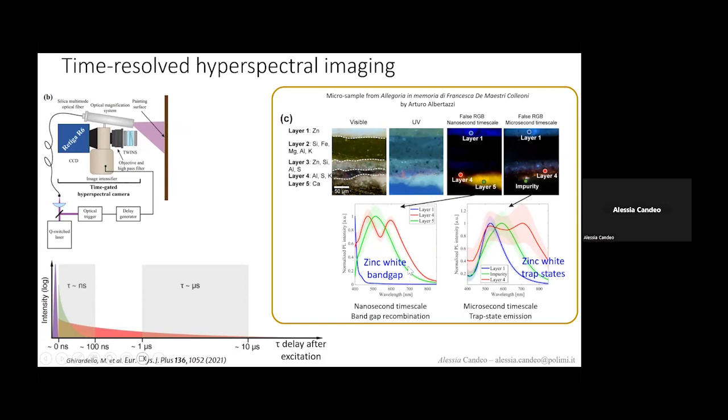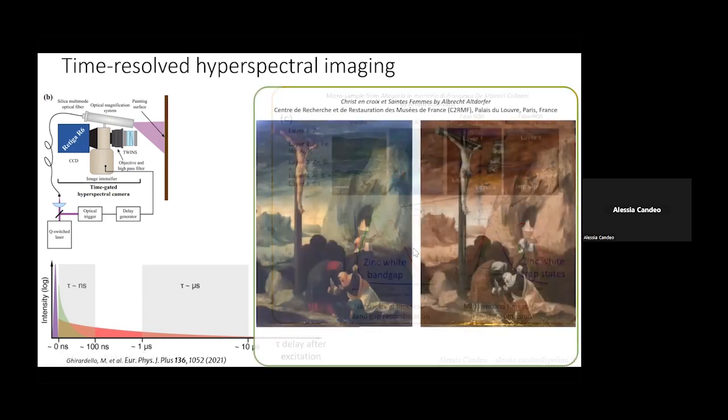So while in the nanosecond time domain we look at the zinc white band gap, which is in fact before 400 nanometers, in the microsecond time range we are looking at zinc white trap states, and we could assign in this manner to layer 1 the main element that was present.